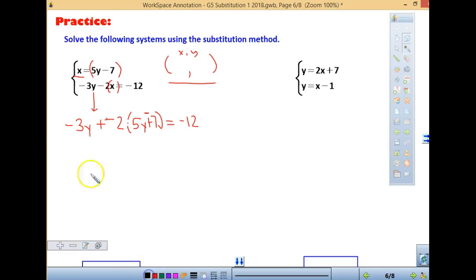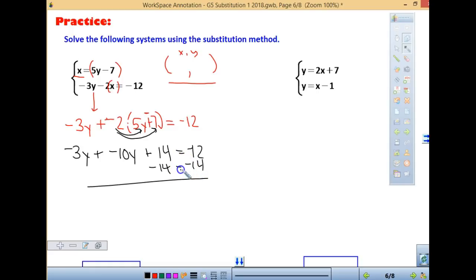So now I'm going to distribute. I have negative 3y plus negative 2 times 5 gives us negative 10y. Negative 2 times 7 is going to give us plus 14 equals negative 12. We are going to subtract 14 from both sides of the equal sign. Just like when we solved equations a few units back, we're going to add our like terms. We get negative 13y is equal to negative 12 minus a negative, which is the same as plus a negative.